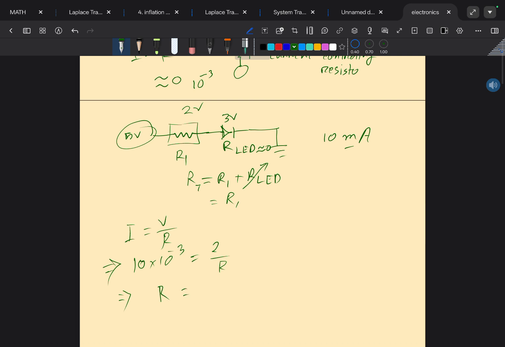Now we can see that this roughly calculates to 200 ohm. That's how, by placing this R1 equal to 200 ohm, we can safely control the current flow in this circuit, and the I will be 10 milliampere. So that's how we can control the current.